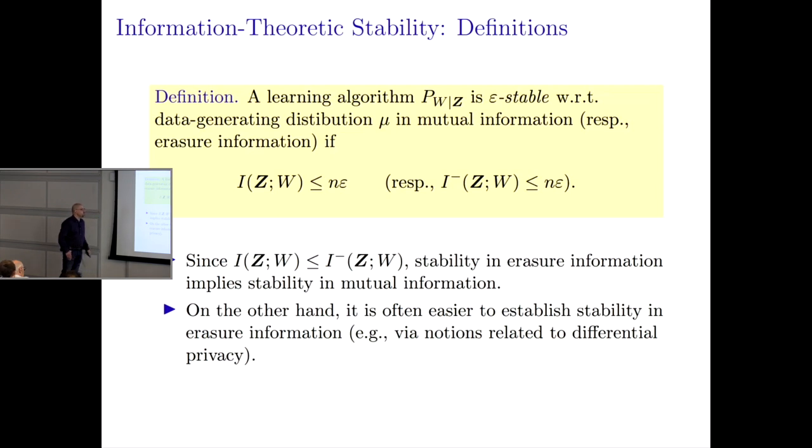And of course, you could say, but you just showed us that mutual information is smaller than erasure information. Why are you insisting on this? Well, the thing is that many times erasure information is just easier to work with.